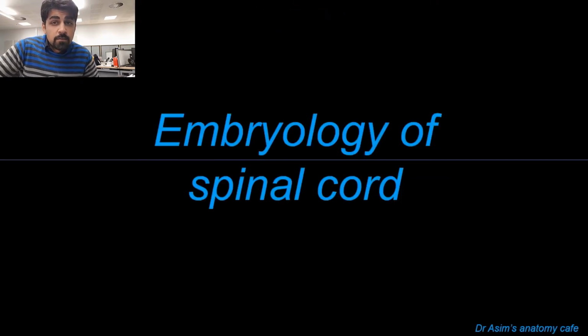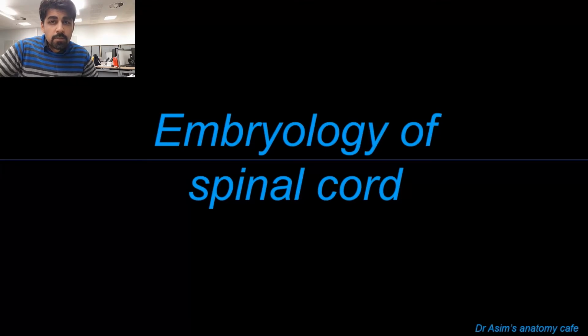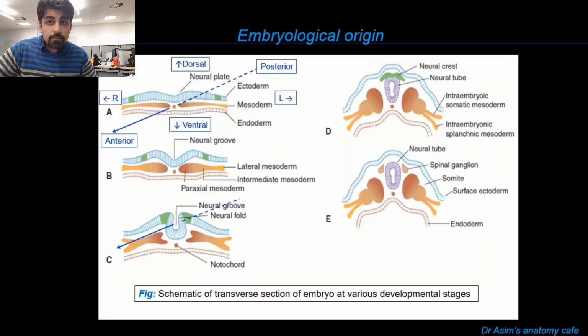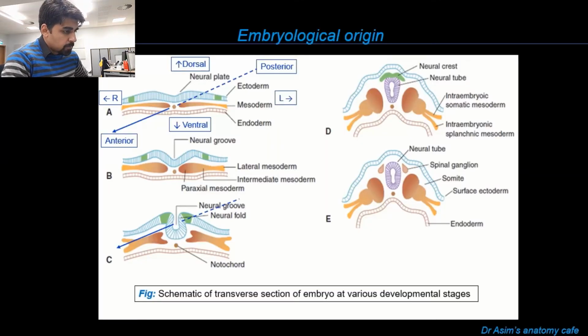Although the details of the embryology of the nervous system will be discussed in a separate lecture on neuroembryology, I think it will be useful to discuss some basic neuroembryological facts prior to discussing the anatomy of the spinal cord. So let's start with this illustration, and how about if we orientate ourselves first?